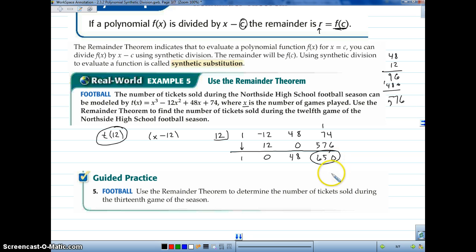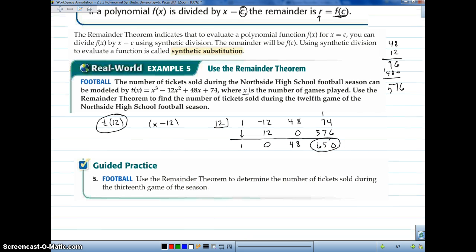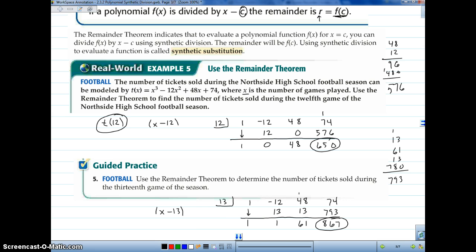That's your answer. Okay, so on your own now, try and do the same thing, but for the 13th game of the season. So instead of using the binomial x minus 12, we'll use x minus 13, find your root from there, and then do the synthetic division. Okay, check your synthetic division. If you did it right, you should have gotten 867.